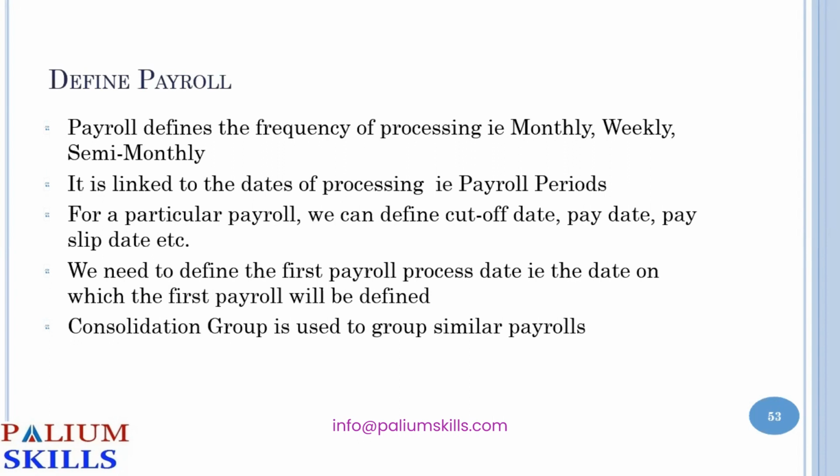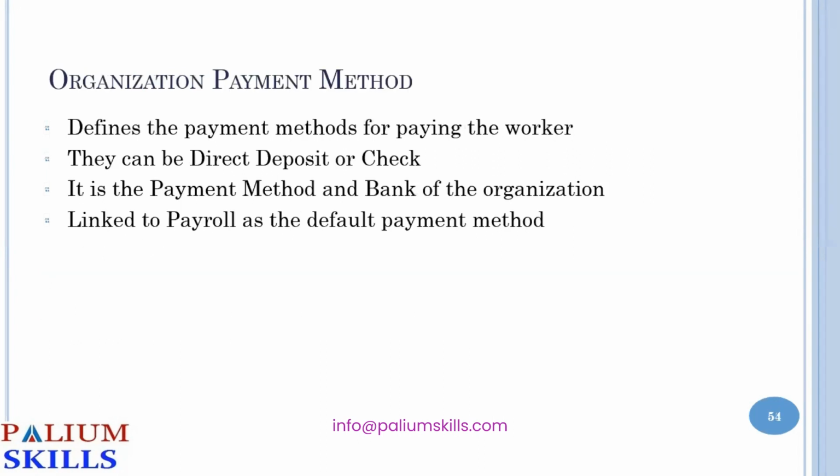Now, when you define a payroll, you also need to assign the payment methods. The payment method that you are assigning to the organization is the organization payment method, and the payment method that you assign to the employee is the personal payment method. This payment method that we are talking about is for the company and their payroll and their bank information that is held in the system. It is linked to payroll as the default payment method.